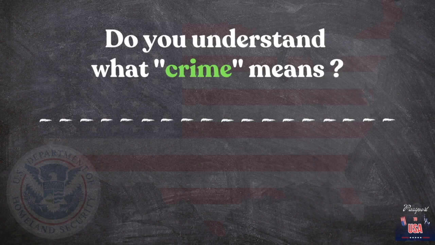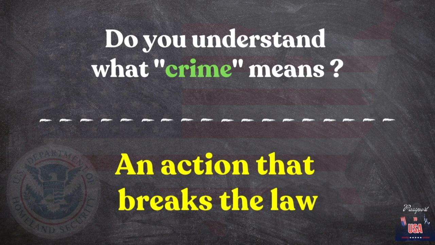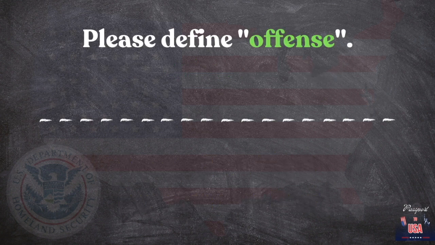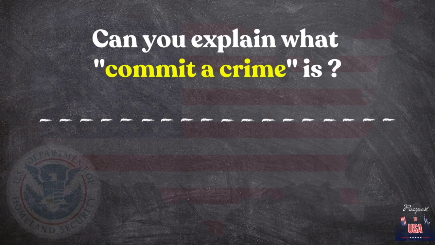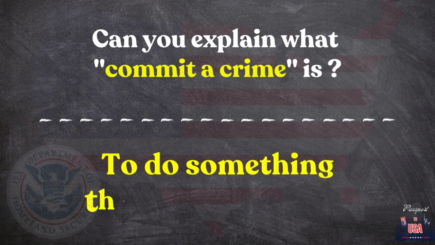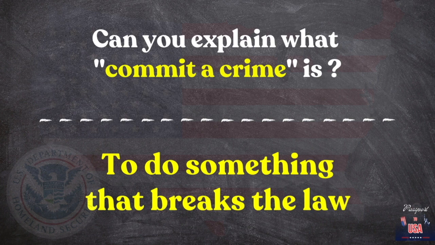Do you understand what crime means? An action that breaks the law. Please define offense. A minor crime. Can you explain what commit a crime is? To do something that breaks the law.